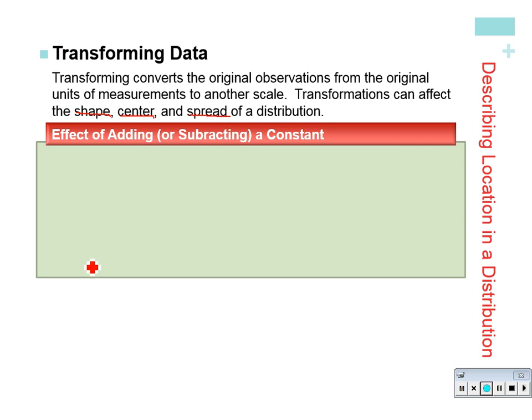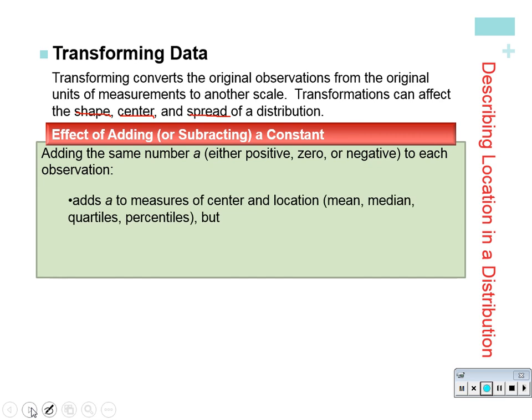So some of the different effects involve adding or subtracting a value to each of the data values in your set, and this is adding positive or negative values. The first thing is, if we added or subtracted a constant to all of the data values in the set, your measures of center and location will change by whatever you added or subtracted. Keep in mind, measures of center would be mean and median. Measures of location would be quartiles and percentiles.